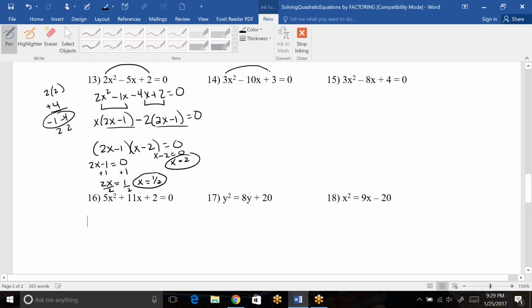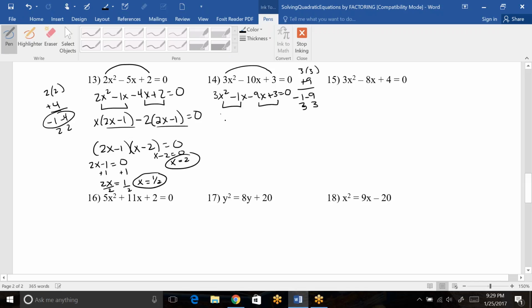Okay, so for this one we do 3 times 3, which is positive 9. Factors of that are 1 and 9 and 3 and 3. To make negative 10, we'd have to use negative 1 and negative 9, which does multiply to positive 9. We split this into 4 terms.